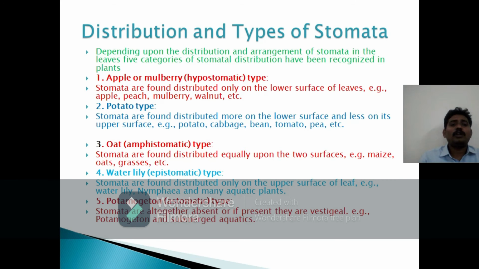The fourth one is the water lily type of stomata. This type of stomata is distributed only on the upper surface of the leaf. So the stomata are found only on the upper surface of the leaf.